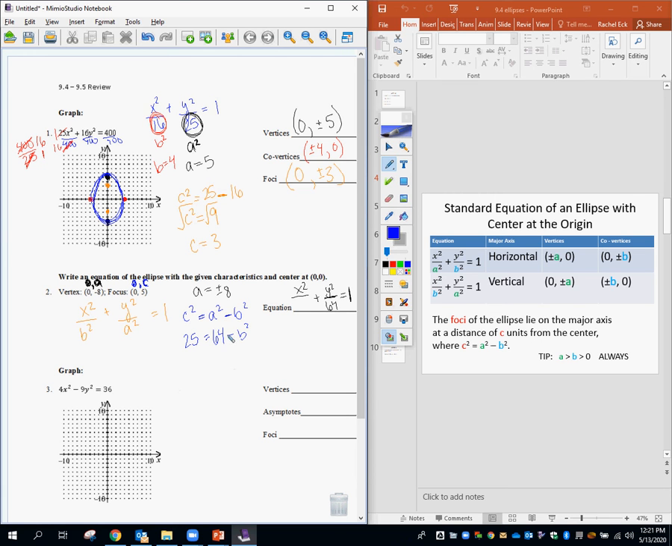for b squared. I'm going to subtract 64 from 25, which would give me -39. I'm going to divide by this -1 in front of the b squared to give us 39 equals b squared. And that's all we really need. Underneath our x squared, it says, what is b squared? Well, b squared is 39. And that would be our equation.